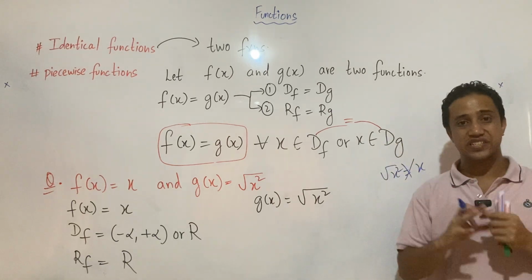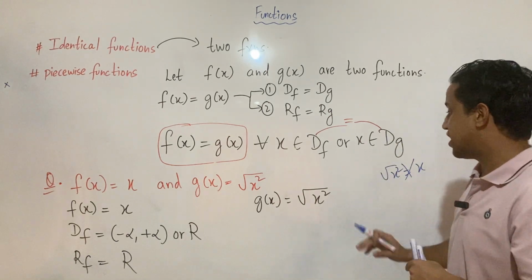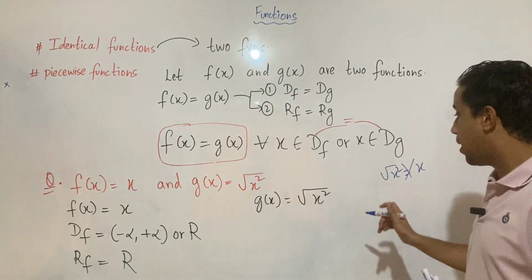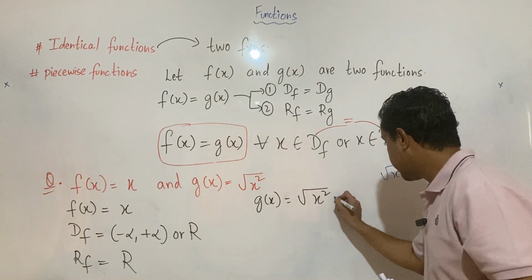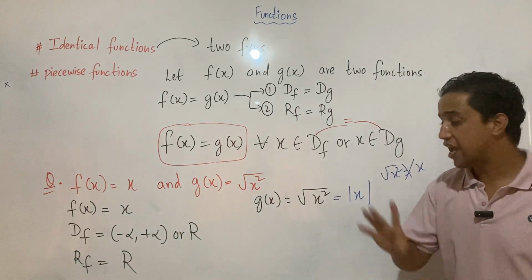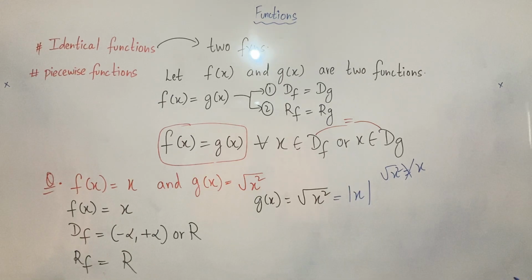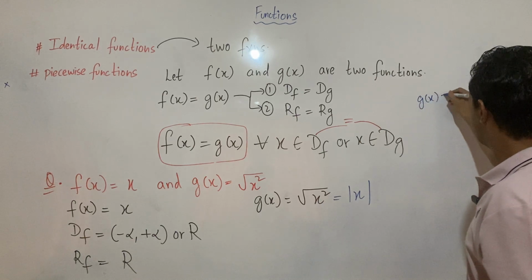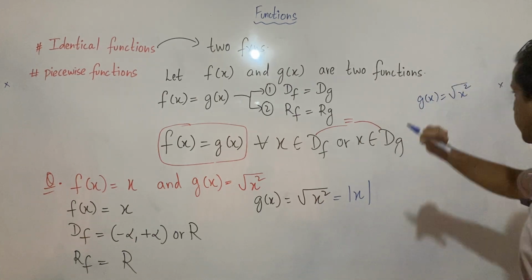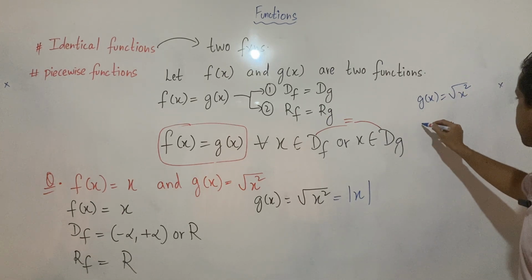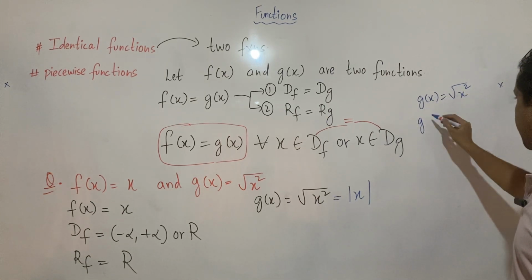Because according to the definition of the square root, if we take under root of x square, then what's going to happen? It will give you mod of x. Now why am I saying this? Because see here, the given function g(x) is under root of x square. Now you can put any value of x here.